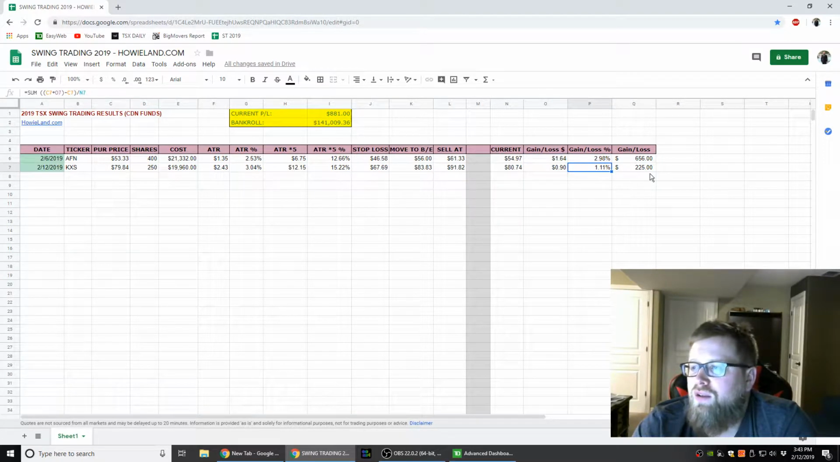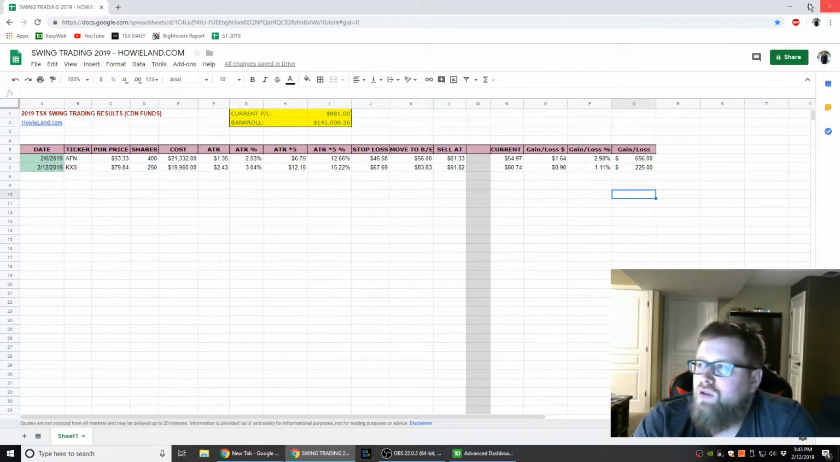I added those two to have a little more accuracy for review. If this number is getting close to 5%, that's when I'm going to move my stop loss to even. And if it gets close to 15%, that's when I'm close to selling. And then of course my overall dollar amount gain and loss. So I'm pretty excited about this new setup.